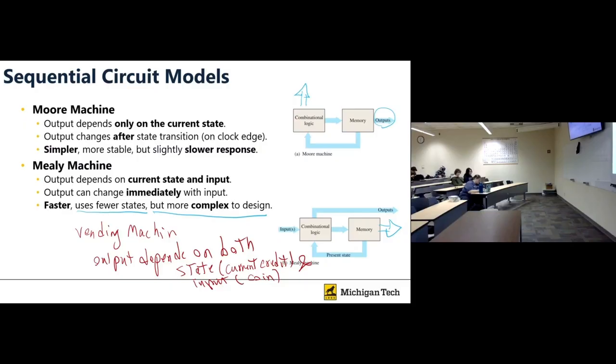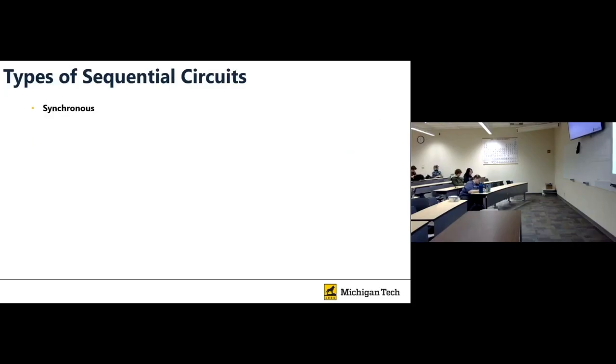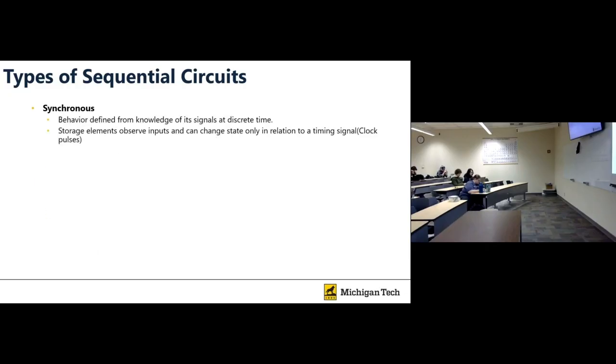Any questions? Okay, let's see how we can deal with the clock. Here it just mentions that the output is a Boolean function of the state, or of state and input. We have two types of sequential logic, synchronous and asynchronous. As I explained at the beginning of the class, the synchronous has a clock.